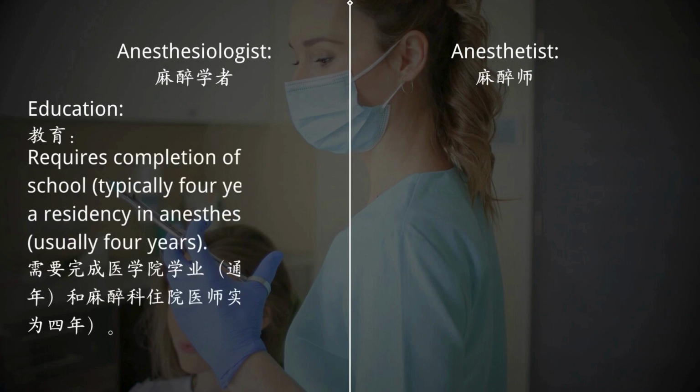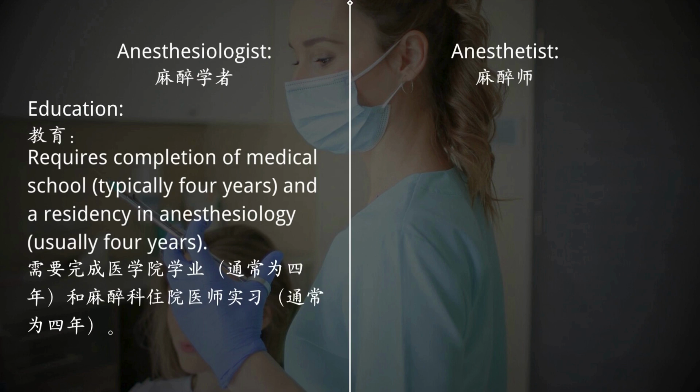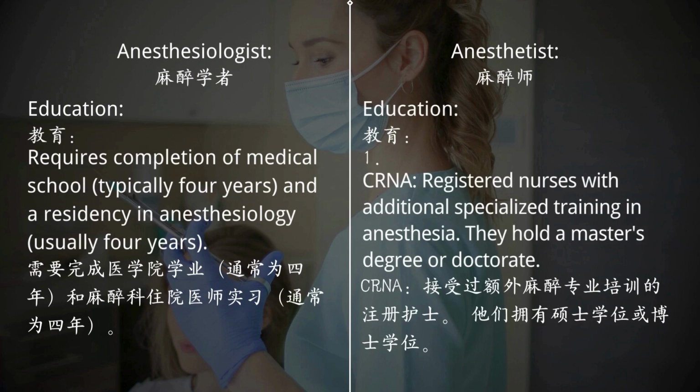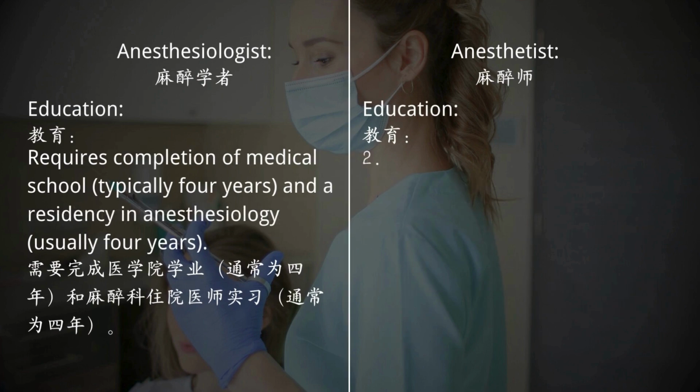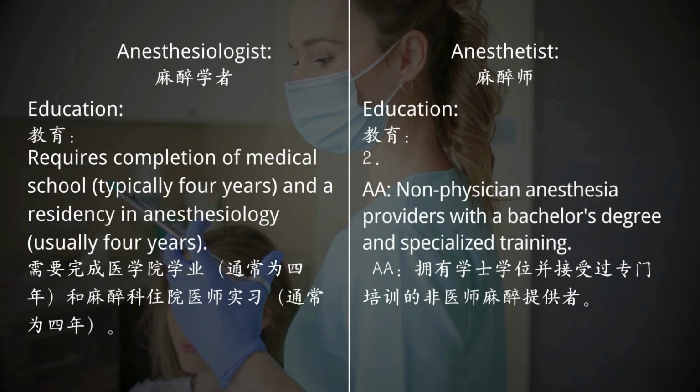Education: an anesthesiologist requires completion of medical school, typically 4 years, and a residency in anesthesiology, usually 4 years. Education, CRNA: registered nurses with additional specialized training in anesthesia. They hold a master's degree or doctorate. AA: non-physician anesthesia providers with a bachelor's degree and specialized training.